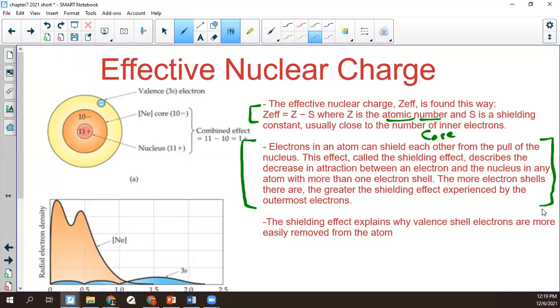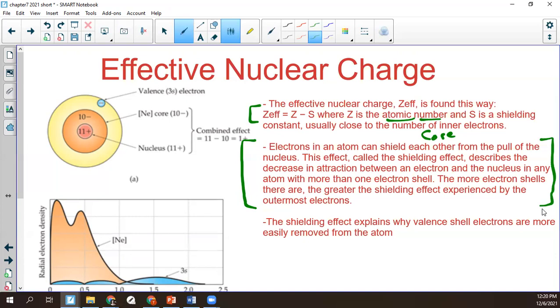So electrons in an atom can shield each other from the pull of the nucleus. The nucleus pulls in, but electrons push out. They push other electrons out. This effect is called the shielding effect. Do you remember that from earlier? That was in AP, that you had to have shielding effect / effective nuclear charge. The shielding effect is when electrons repulse other electrons. They push them away, even though they're being pulled.